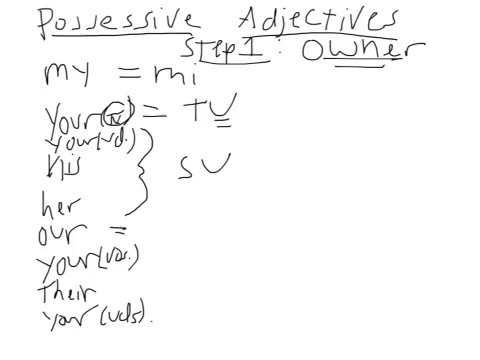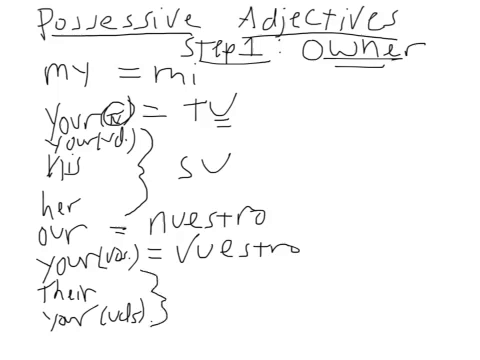Our, think about the Our Father, Padre Nuestro, so our is nuestro. Yours in vosotros, or all y'alls, is vuestro. And yours in ustedes is all covered by su as well. So you can see su has a lot of meanings. So in the first step, you want to move up and down this list, and you want to pick the possessive adjective that matches who owns the item.